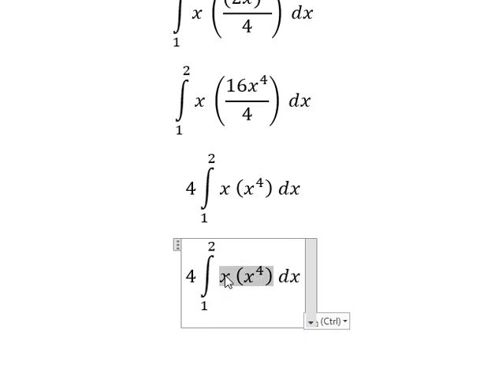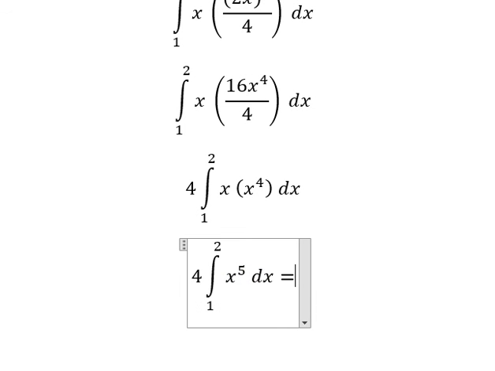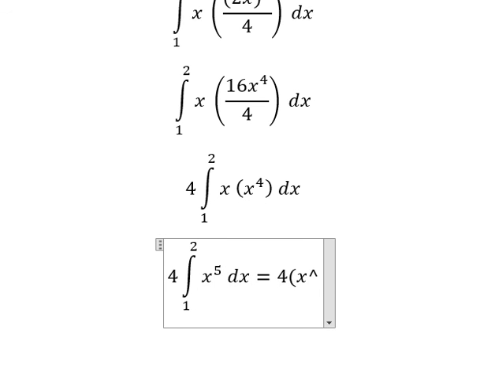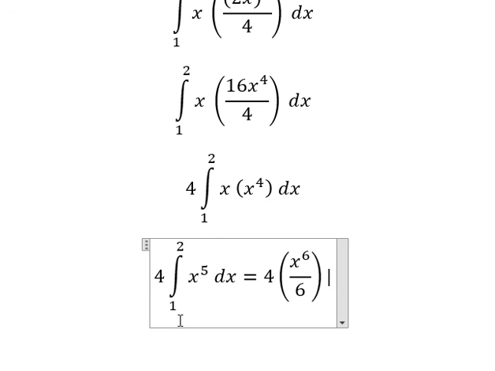And this one we have s to the power of 5. The integration of this one, we have s to the power of 6 over 6. And then we put the bounds from number 1 to number 2.